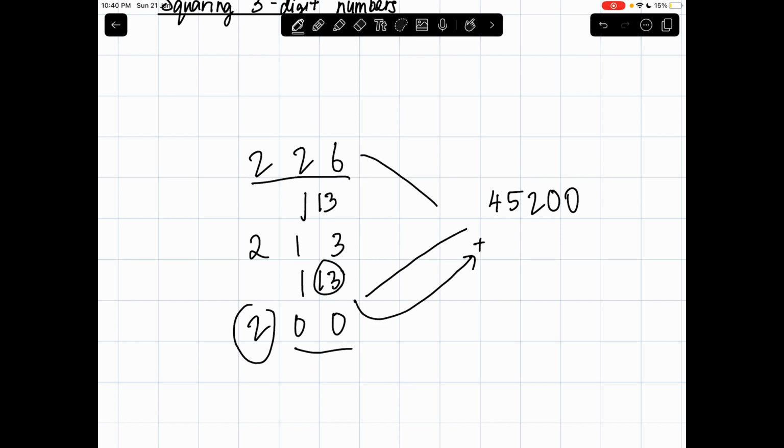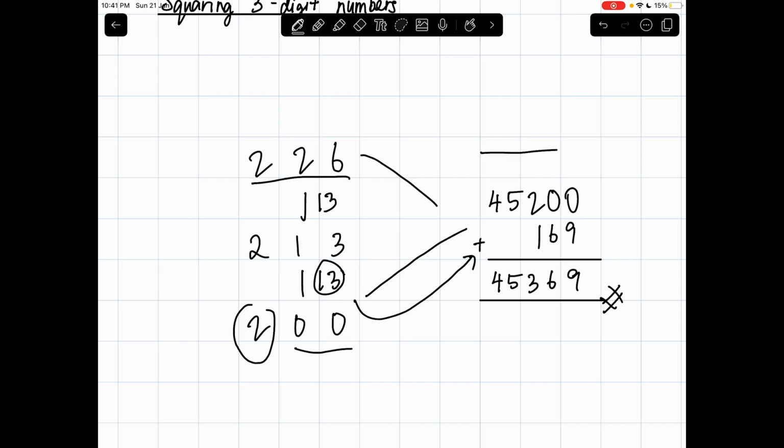So 13 squared, this is why you need to be very good with squaring two-digit numbers. 13 squared will give you 169. So if you add them up together, you will get 45,369. So the answer is 45,369.